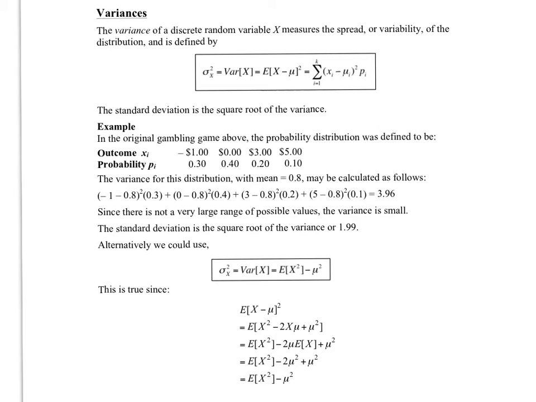Now let's take the original gambling game and compute the variance of the distribution. Here's the distribution, remember? All the probabilities sum to 1. How do we calculate a variance? Remember, this is the distribution as determined by the population. So because of that, the variance notation will be a sigma squared. And we just use a little x subscript to say we're referring to the random variable x.